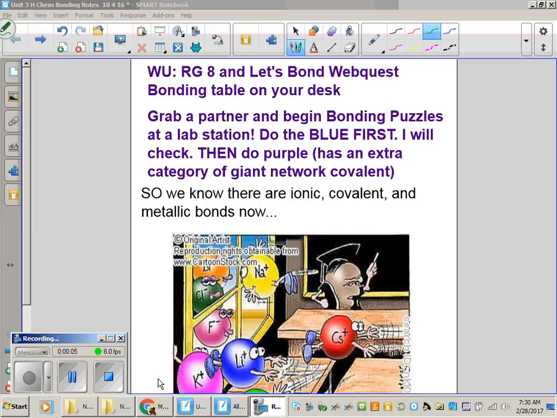So giant covalents, or something called network covalents. So maybe say this to the lab. That will help because you'll do just what we just did with glue.